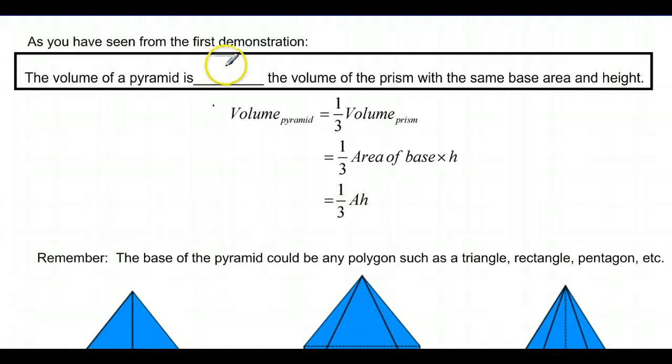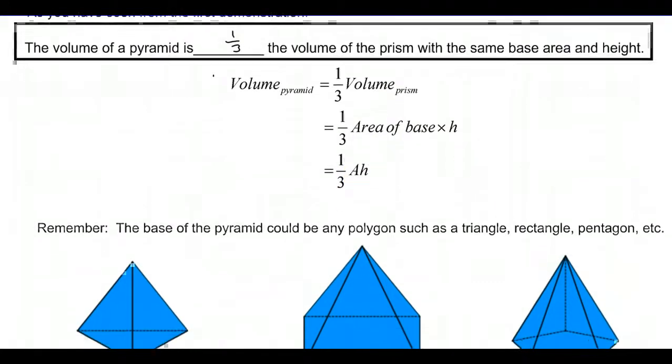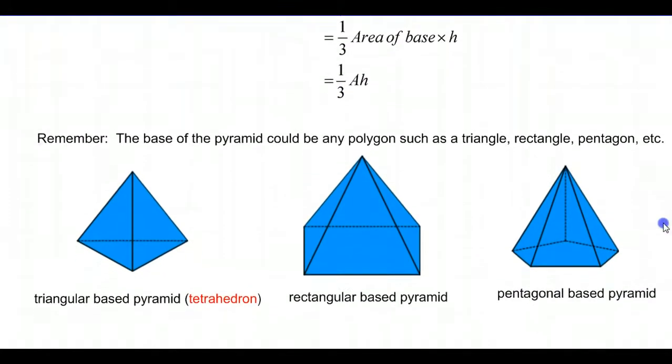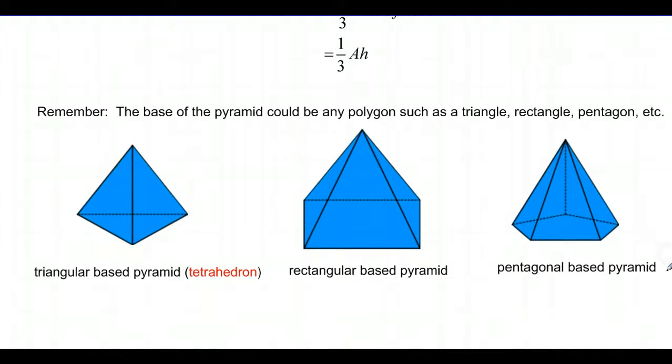And we're back. And as we saw, the volume of the pyramid was 1/3 the volume of the prism with the same base area and height. Volume of the pyramid is 1/3 the volume of the prism, 1/3 the area of the base times the height, or AH. And keep in mind that the base of the pyramid could be any polygon: triangle, rectangle, pentagon.